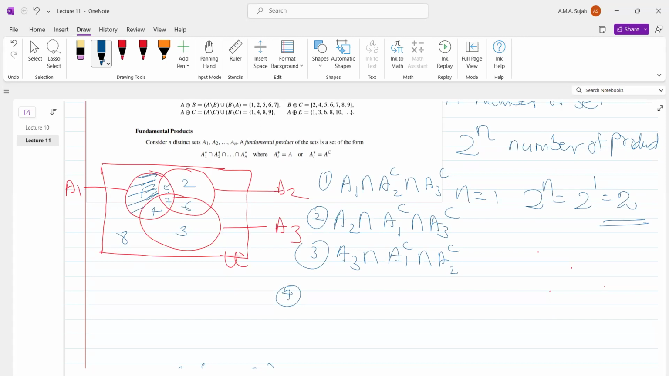Maybe you can notate it in different ways, right? So one way, the fourth one, how can you write? A1 intersection A3 minus A1 intersection A2 intersection A3. Similarly, you can write the fifth and sixth areas, right?